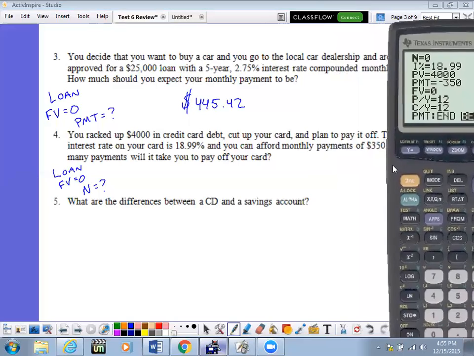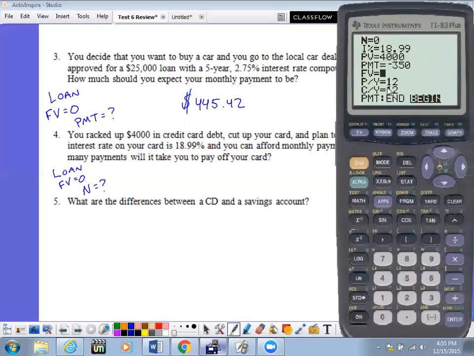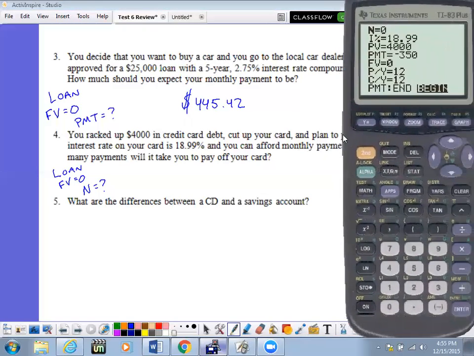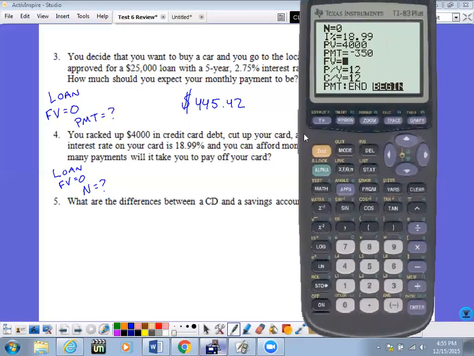Let's double check. We have monthly payments, so your PY should be monthly because of monthly payments. And then it doesn't give us a compounding period. So since it's a credit card, we're just going to assume it's compounded monthly. And we're going to go ahead and solve for N. So then we'll press alpha, enter, and we end up with 12.48.